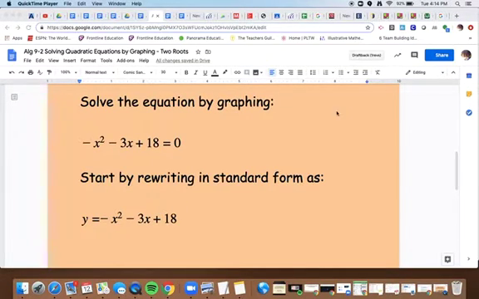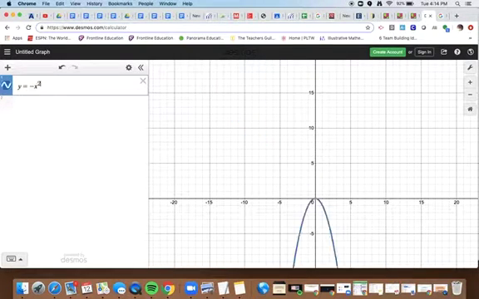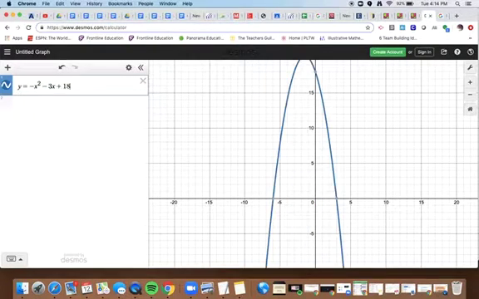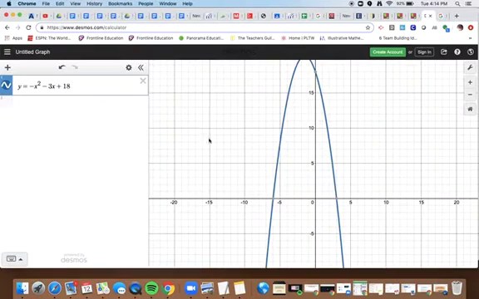So what I'm going to do now is take this equation, y equals negative x squared minus 3x plus 18, and go over to Desmos. You know how I love Desmos. So we have y is equal to negative x squared minus 3x plus 18. Let's go over to Desmos.